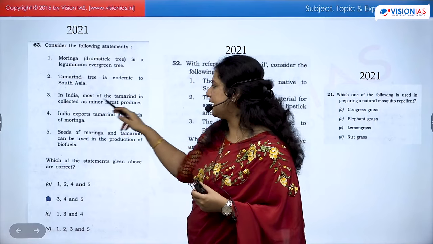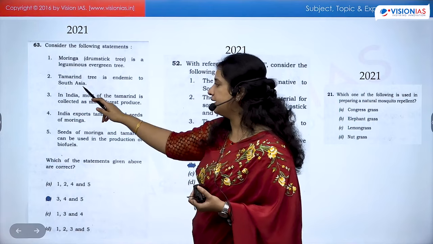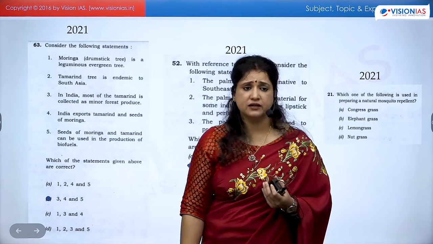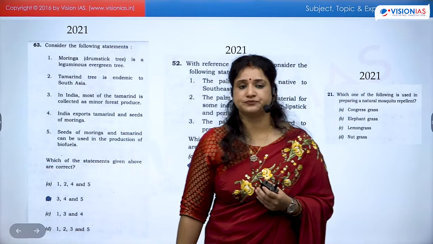In India, most of the tamarind is classified as minor forest produce. This is correct. Tamarind tree is endemic to South Asia. This is not correct. What is endemic? What is the difference between native and endemic?